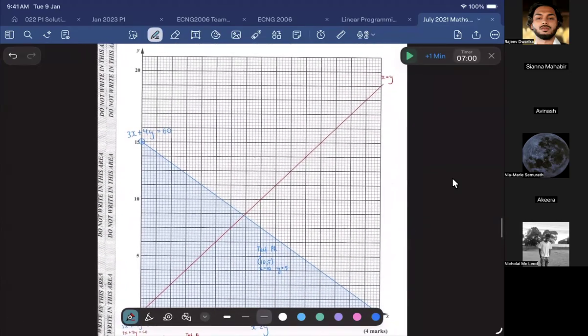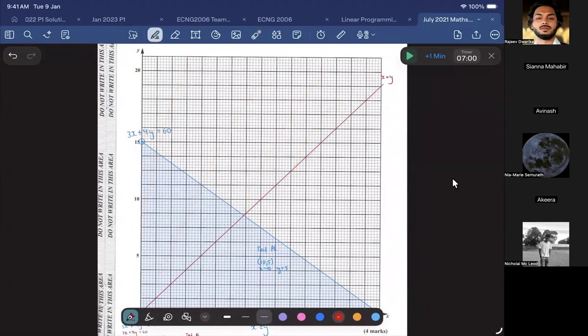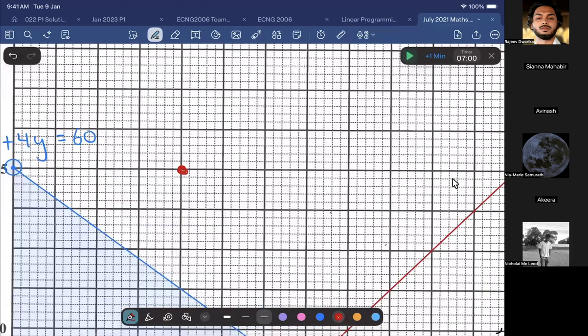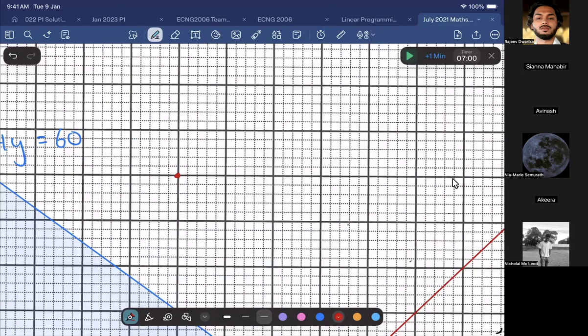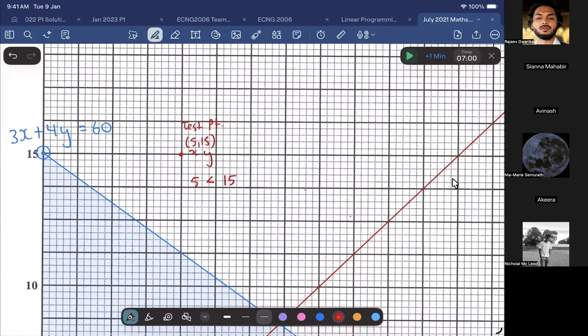Pick a test point. Anywhere over here. 5, 15. Yeah, that would work. Let me test it one time, right? So x is 5 and y is 15, right? 5 is what than 15? Somebody tell me. 5 is what than 15? Less than. Right, 5 is less than 15.